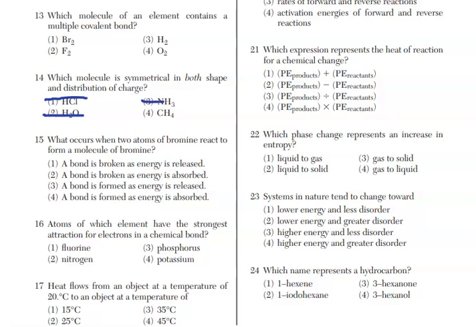NH3, polar bonds, polar molecule. It's your pyramidal shape. CH4 has polar bonds, but the arrangement is a tetrahedral arrangement. Since all 4 bonds are the same, again, it has this symmetrical distribution of charge, and that is our answer, choice 4. For 15, what occurs when 2 atoms of bromine react to form a molecule of bromine?